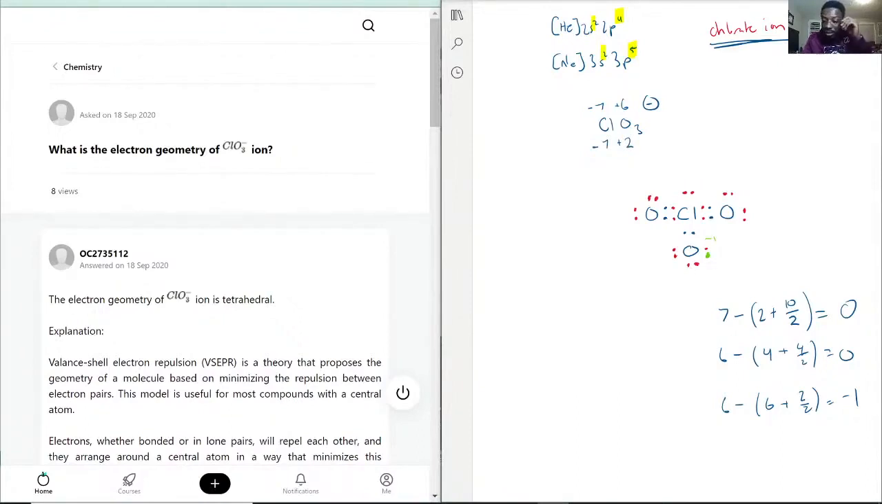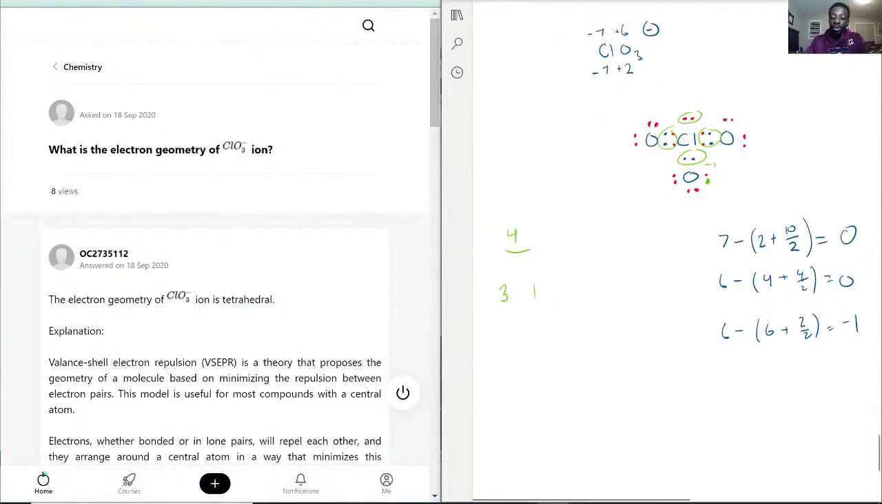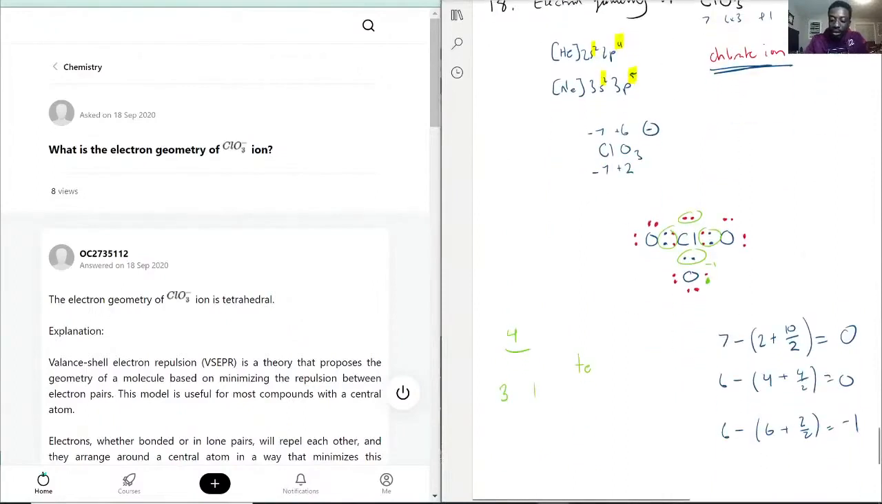And now let's actually figure out the electron pair geometry. So for chlorine, okay, because these are double bonds, these are only going to count as 1 each. So we have 1, 2, 3, 4 for chlorine. So chlorine's electron pair number is 4, okay? And of those 4, 3 of them are bonds, and 1 of them is a non-bond. So for the electron geometry of 4, this chlorate ion is going to be tetrahedral.